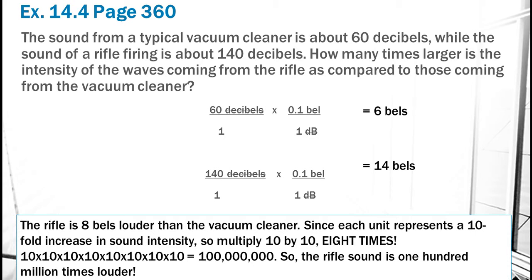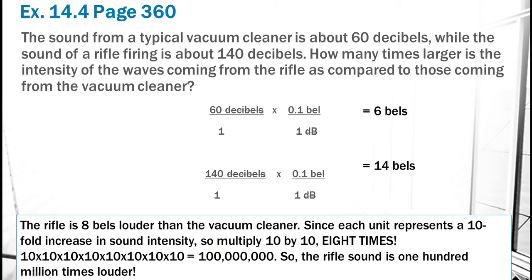We got that, right? Since each unit represents a 10-fold increase in sound intensity, we will multiply 10 by 10 8 times. Wow. So here we have 1, 2, 3, 4, 5, 6, 7, 8. Remember I told you earlier it's kind of deceiving, right? So how many zeros do we have? 1, 2, 3, 4, 5, 6, 7, 8 zeros. So the rifle sound is 100 million times louder. Wow.